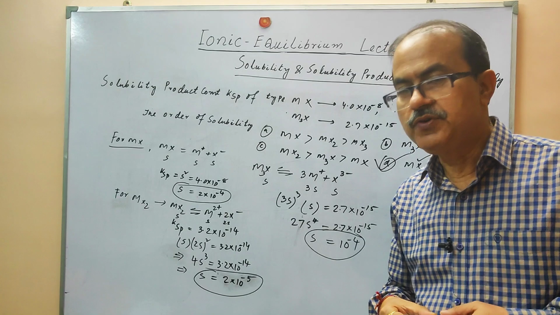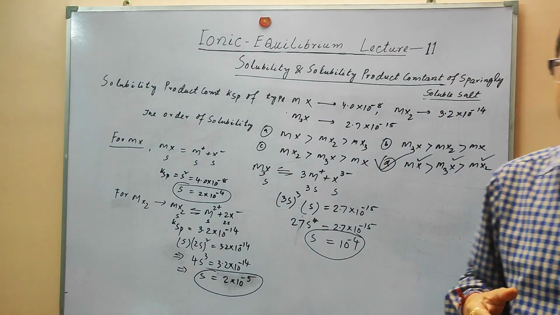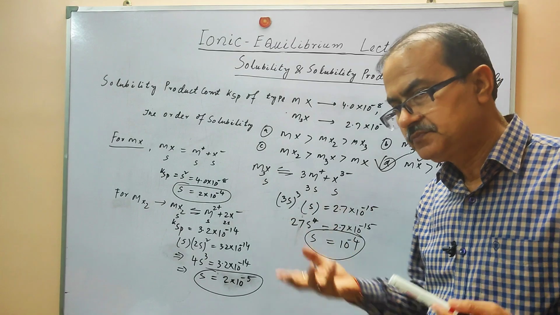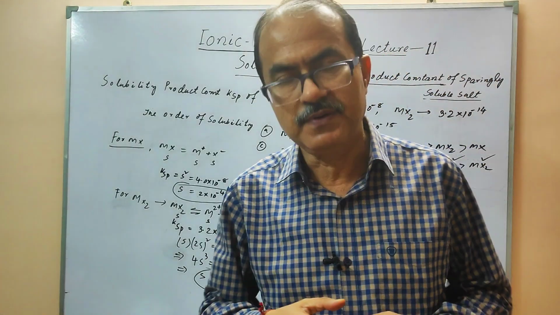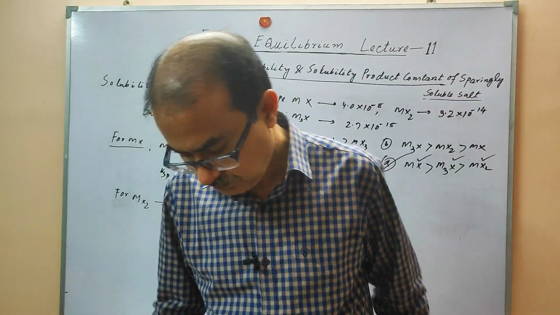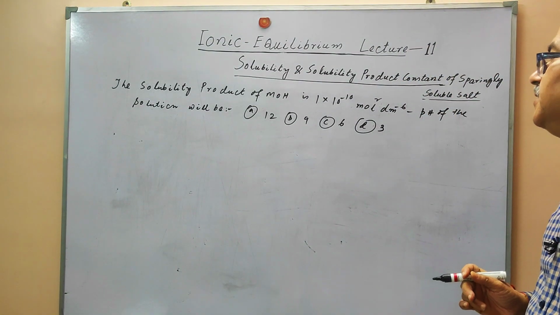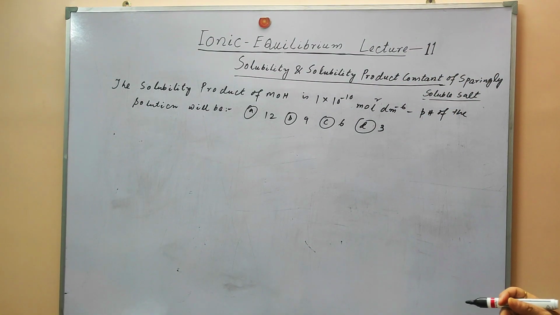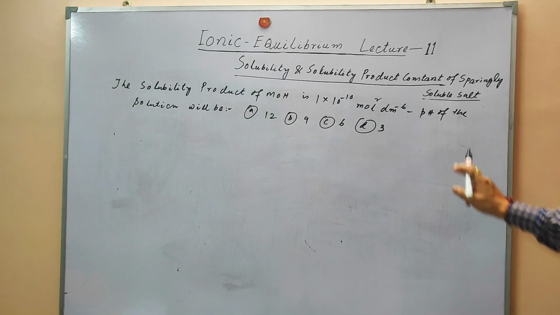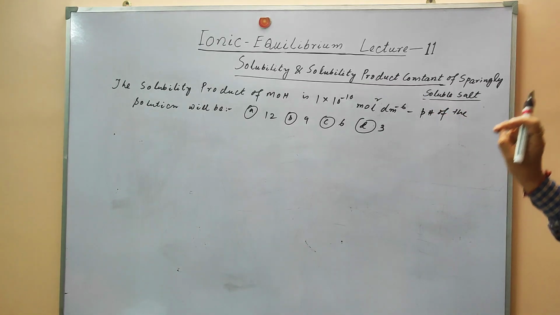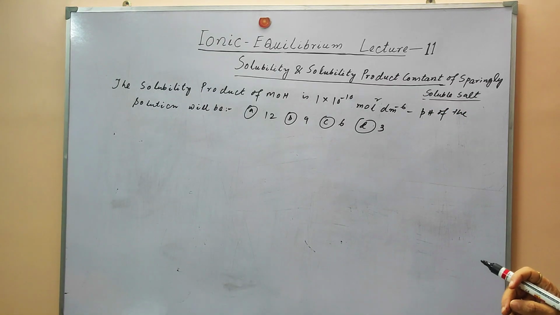So in this way, by taking the help of the solubility product constant, you can know the solubility of the sparingly soluble salts. Next, the solubility product of MOH is 1 × 10^-10 mole square, and we have to calculate the pH of the solution from this solubility product.